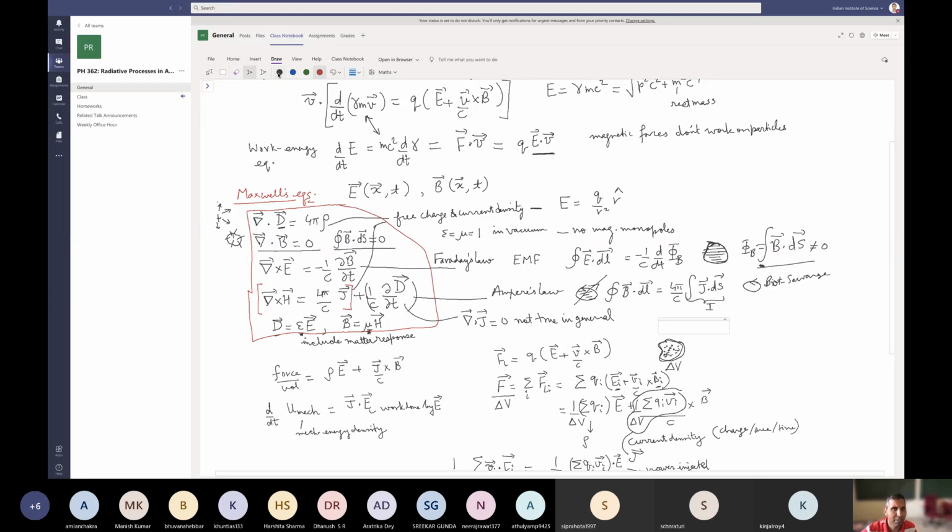Okay, so these are the Maxwell's equations, but we can supplement them with the charge conservation equation, dou rho dou t plus del dot J is equal to 0. This is just obtained by taking the divergence of the fourth equation here. So this is charge conservation.